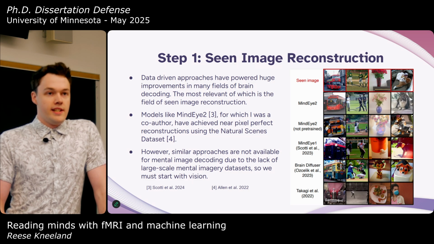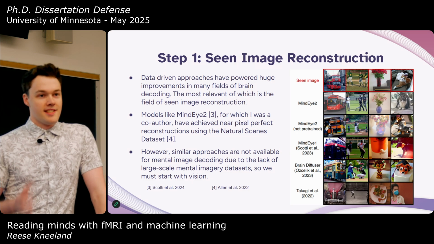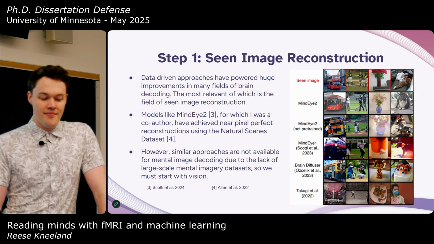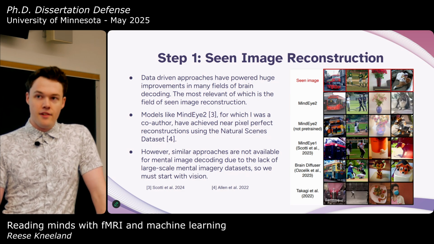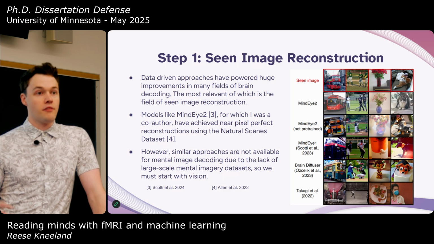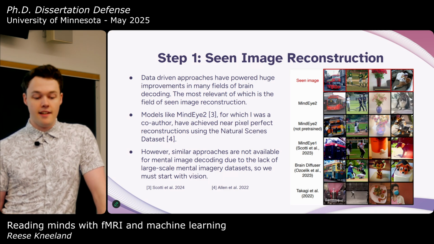So what we can do is put a subject in the scanner and show them tens of thousands of images under an fMRI scanner. Doing this allows a data-driven approach, where we use machine learning to decode and reconstruct the images that people were seeing in the scanner.